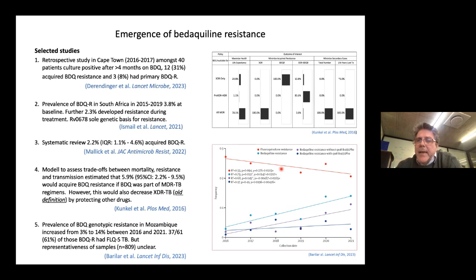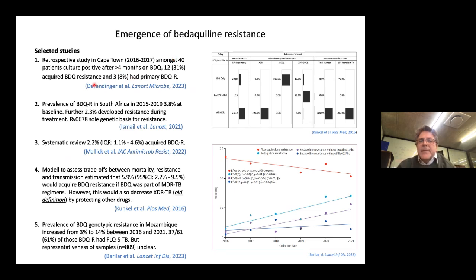So a few other selected studies on the emergence of bedaquiline resistance are perhaps worth noting. The first was a retrospective study conducted in Cape Town in 2016-2017 among 40 patients who remained culture positive after 4 months on a bedaquiline-containing regimen. So these were patients who clearly were culture positive at 4 months on bedaquiline, so failing treatment. But of those, 12, or 31%, had acquired bedaquiline resistance, and 8% had primary bedaquiline resistance. We should treat percentages of low numbers, obviously with only 40 in the denominator, with some caution.